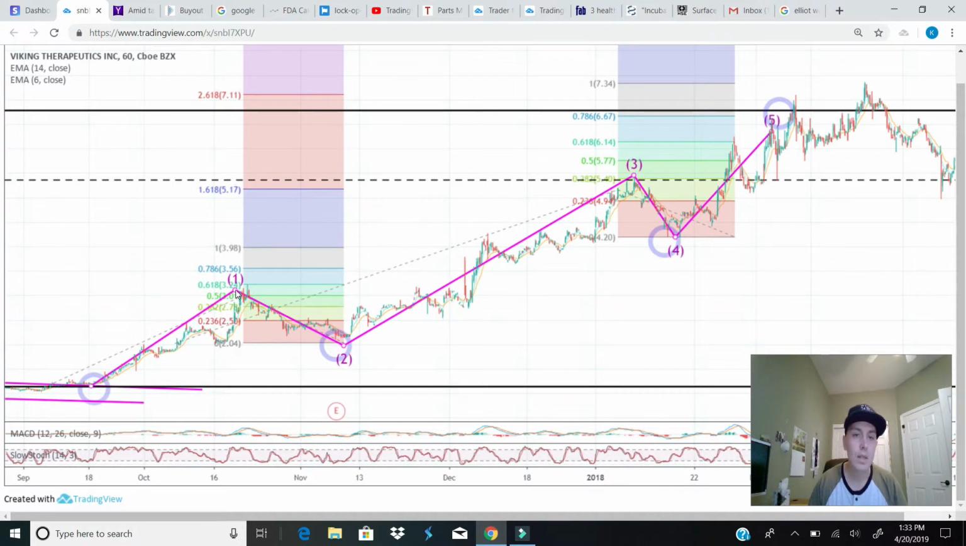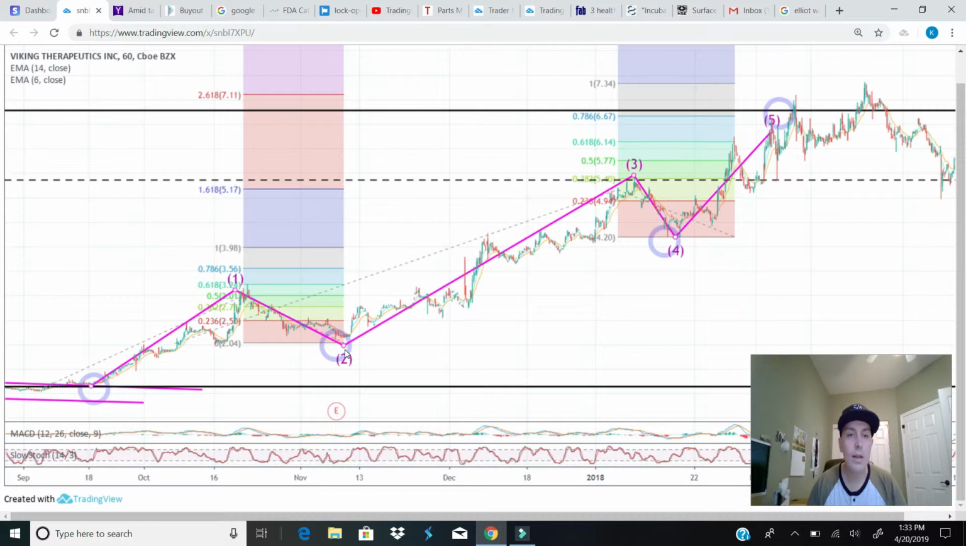Now, leg 1 pulls back to leg 2. Leg 2 is known as our corrective wave. You may have heard the terms ABC correction. That is when a stock has gone through its first leg or its first set of subwaves, which in leg 1's case would be 1, 2, 3, 4, 5. And leg 1, as you see, pulls back to leg 2.